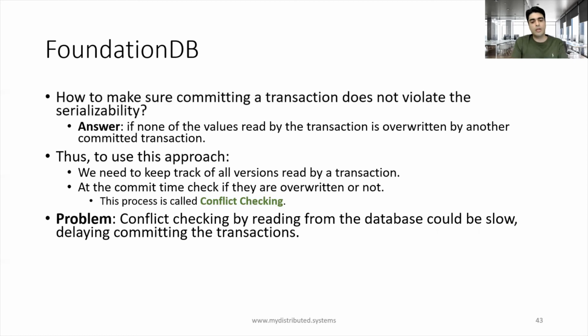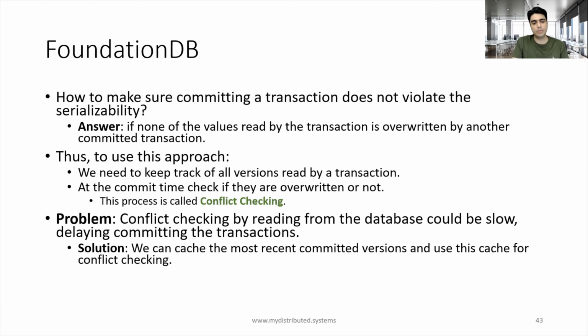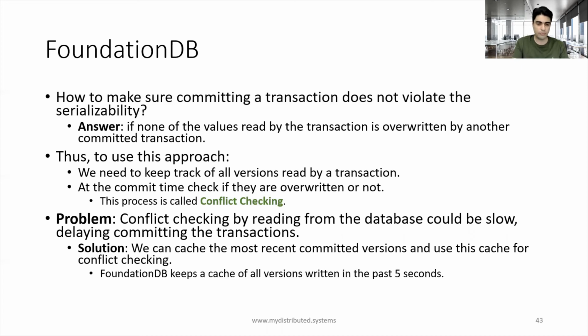If you want to do the conflict checking by reading from the database, it could be very slow, because for each transaction, if we go to the database to check if any of these values has changed or not, it's not efficient. So FoundationDB's solution to this is to use a cache that basically has the most recent committed version, and use this cache for conflict checking. Currently FoundationDB keeps a cache of versions written in the past 5 seconds in the system, and this is enough to do the conflict checking.